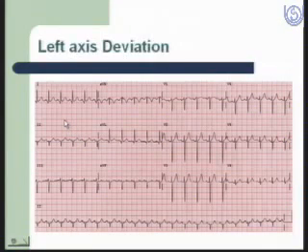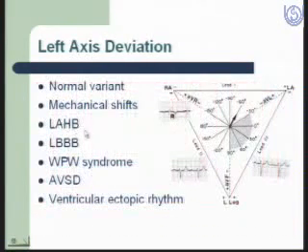So this is a slide of left axis deviation on the QRS axis. So what are the causes of left axis deviation? It can exist as a normal variant in some persons. It can be because of a mechanical shift in the mediastinal cavity. It may be a feature of left anterior hemiblock. It may occur with left bundle branch block. It may be seen in patients with WPW syndrome, in patients who have congenital heart disease with atrioventricular septal defect, or it may be due to a ventricular ectopic rhythm.